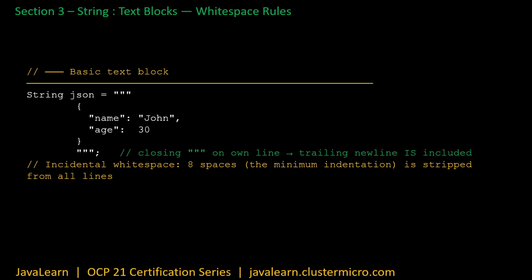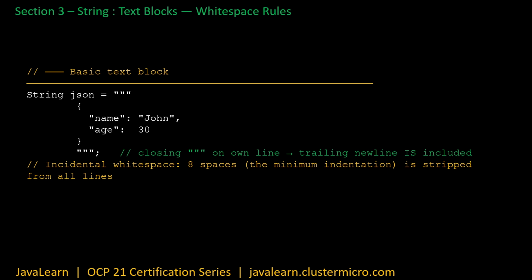So this is where incidental whitespace stripping comes in. Java looks at all the non-blank content lines and finds the one with minimum indentation, the fewest leading spaces. It also looks at the column position of the closing triple quote. Whichever is smaller, the minimum content indentation or the closing delimiter column, that many spaces are stripped from the beginning of every line.